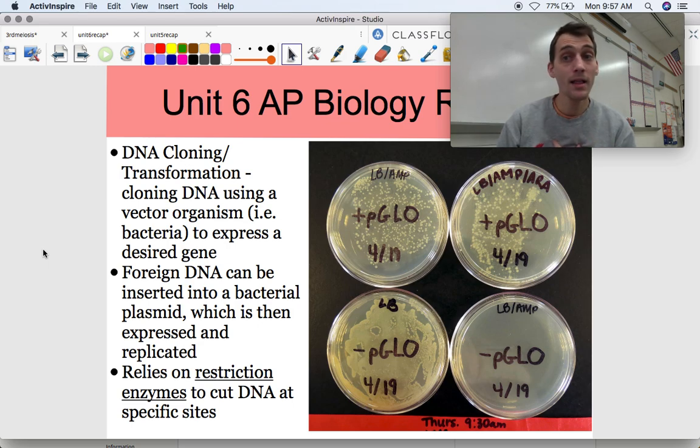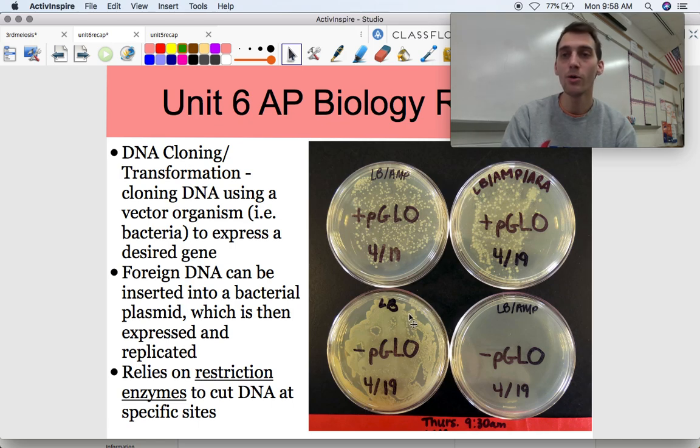And I know in my class, maybe you do it too, we study a few different restriction enzymes, and we pretend we're little restriction enzymes and cut up a piece of DNA based on where the restriction enzyme tells it to cut. But anyway, this is a lab that hopefully you do in AP Biology. You've done with your teacher.